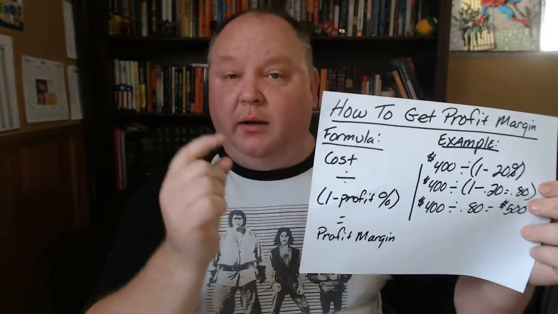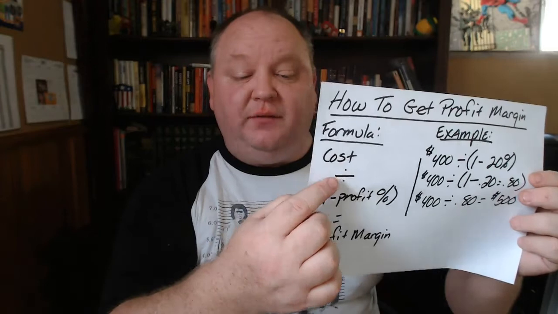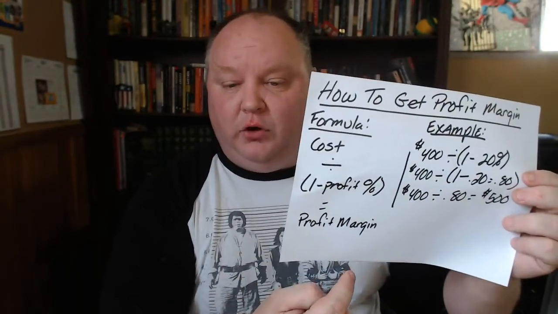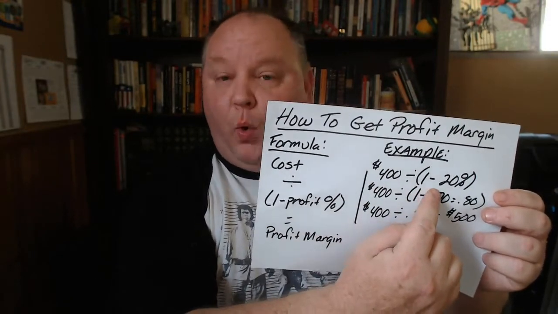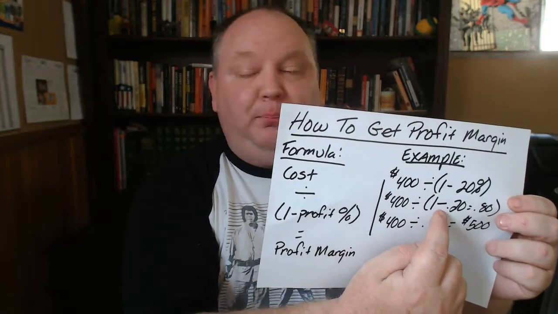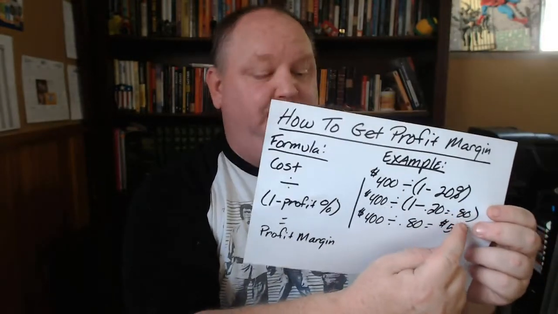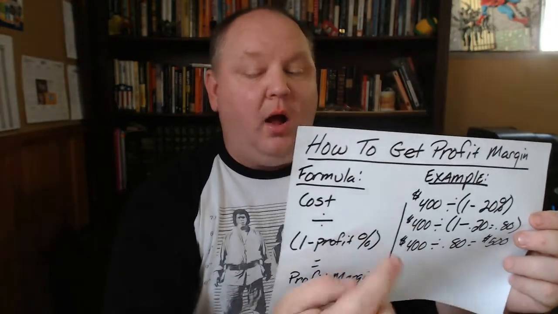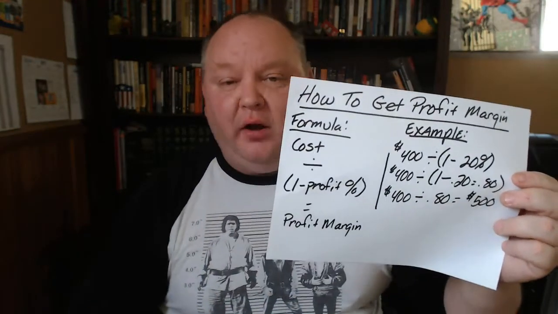Okay, we know it cost us $400 to do the job. We want a 20% profit margin. So how you figure that out is cost divided by 1 minus the percentage of profit you want. In this case, it's 20%. So let's go through that math. $400 is what it costs us, divided by 1 minus 20%, or how you rewrite it is 400 divided by 1 minus 0.20. So 1 minus 0.2 equals 0.8. So our formula, when you write it out, is 400 divided by 0.8 equals $500.